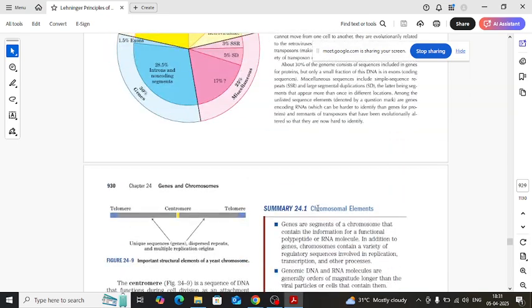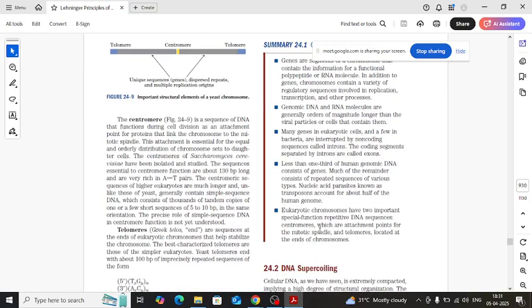Right. So now, how can this much length of DNA be accommodated inside the nucleus? The answer is by folding, by supercoiling, right? So that we will study now.